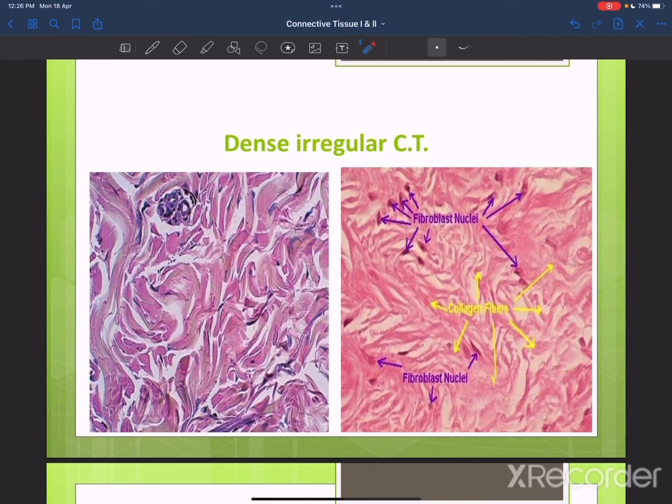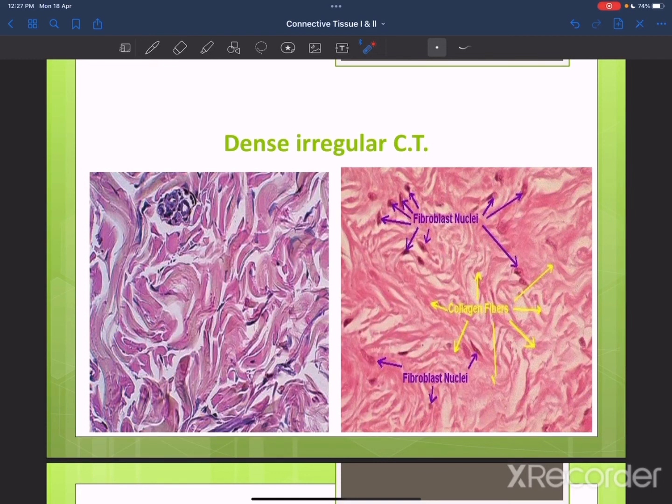This is another slide, but more so it depends on how the slide is prepared. Not well prepared.